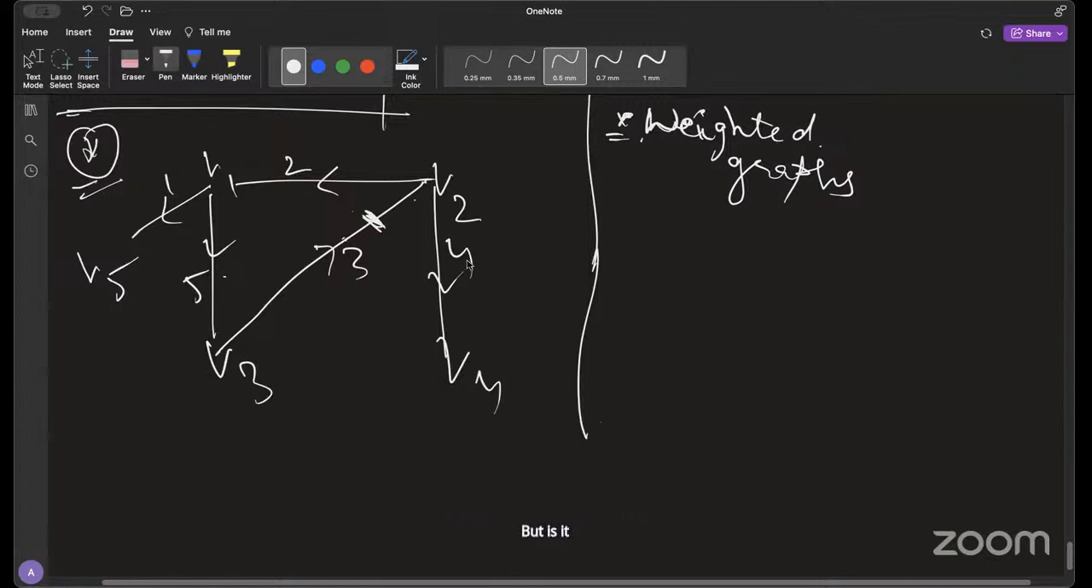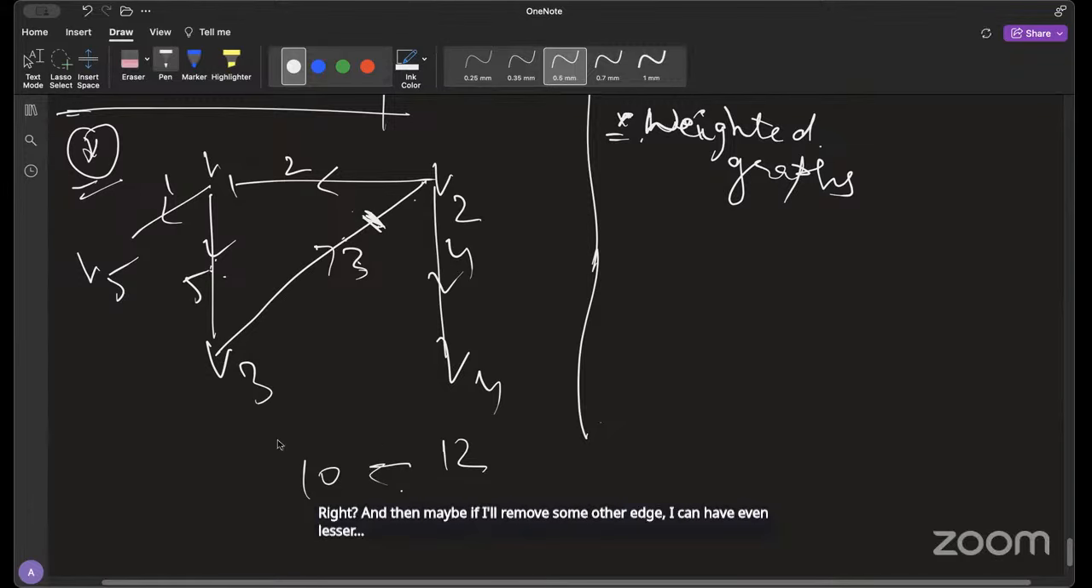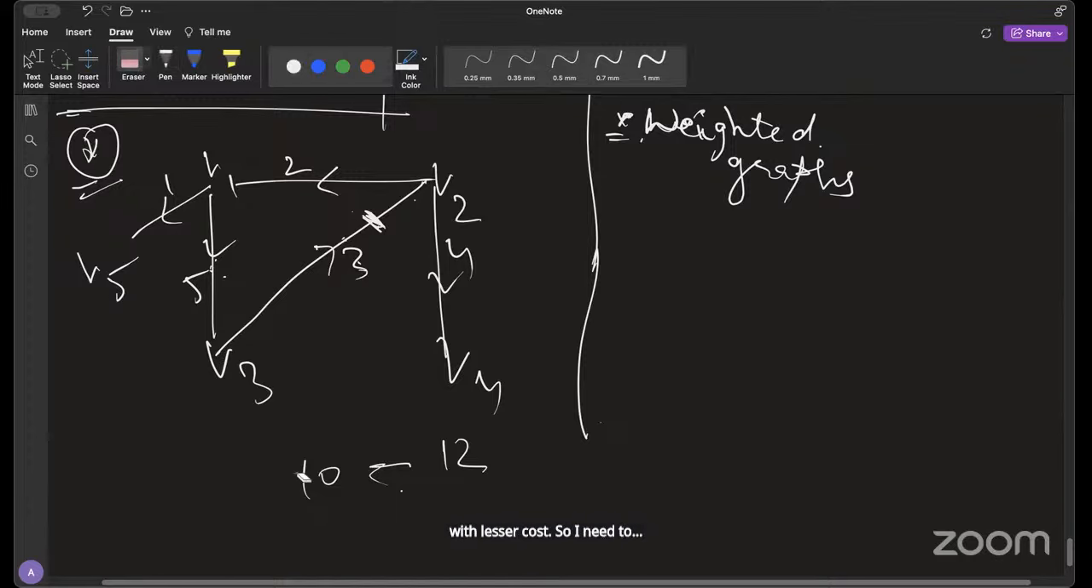But is the cost minimum? If I remove this thing, will the cost be minimum? Let's say if you remove this edge, you'll have 1, 5, which is 6, then you have 8, and then 12. So you'll have the cost as 12. But if you remove this edge instead, you'll have 1, then 3, 6, and 10. So you'll have a lesser cost than this, right? Maybe if I remove some other edge, I can have even lesser cost. So I need to find a tree which has minimum weight.